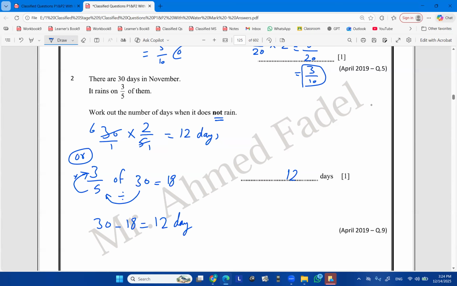Both ways are accepted. You can say 30 times 2 over 5, the rest of the fraction, or you can get 3/5, which is the number of days it rains, and then you minus it from 30 to get the number of days it does not rain.